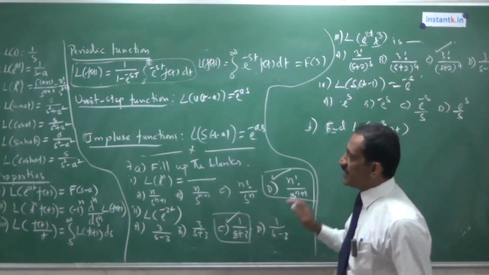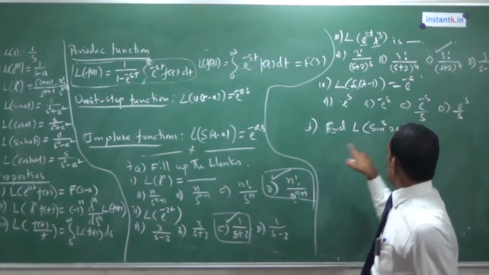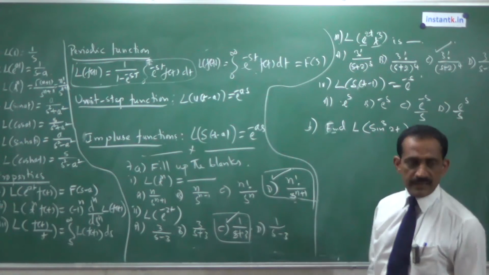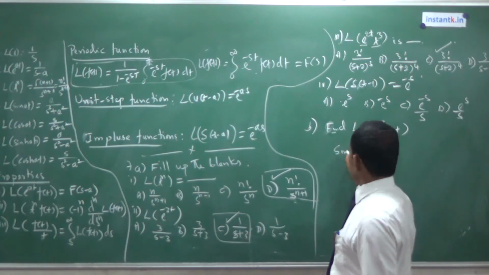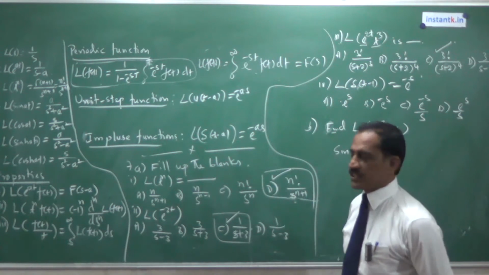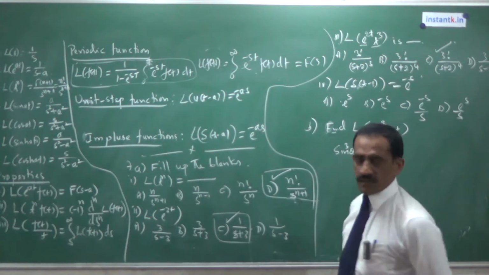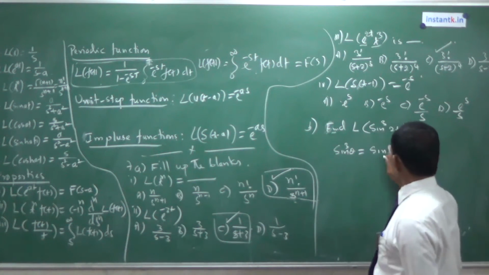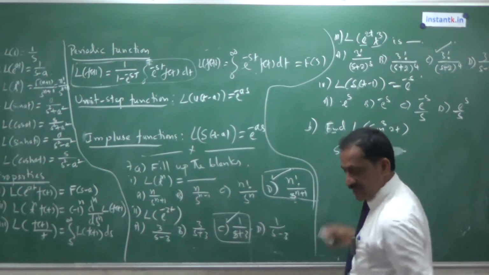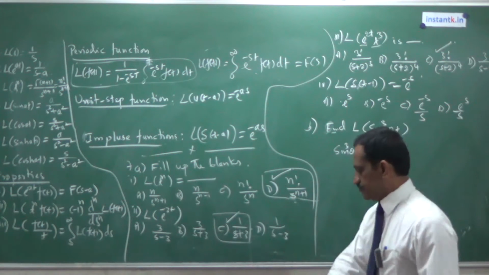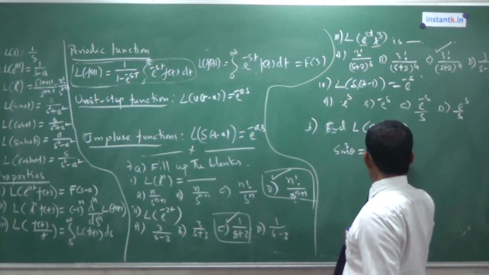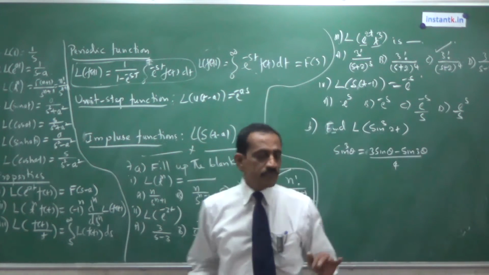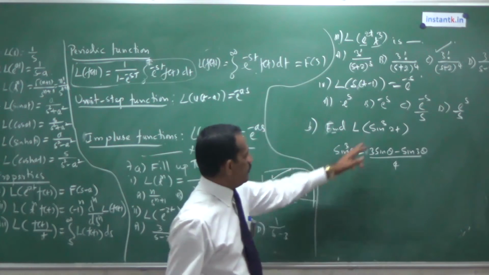You know that Laplace of sine at is a by s square plus a square. Here sine cube at is there. So for that you should know how to write sine cube t in terms of multiple angles. The standard result, you know that sine 3 theta is 3 sine theta minus 4 sine cube theta. From that, sine cube theta is 3 sine theta minus sine 3 theta, whole divided by 4. That is the value of sine cube theta. So use this result for this.